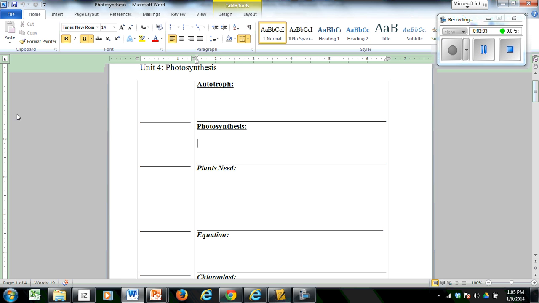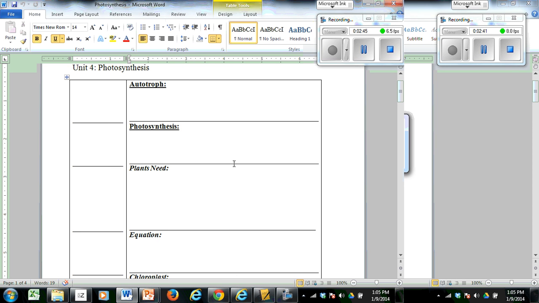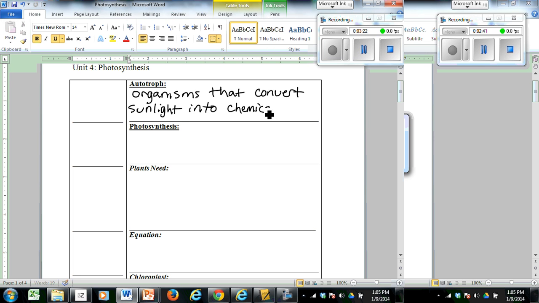Now, if we look at this first term, the word autotroph, and hold on, let me get a duplicate up here so I can now write on the screen. Oh, there we go, a little bigger. You look at the word autotroph, and a good definition that we saw in one of the slides, you just write it my way: organisms that convert sunlight into chemical energy. So go ahead and write that in your notes.